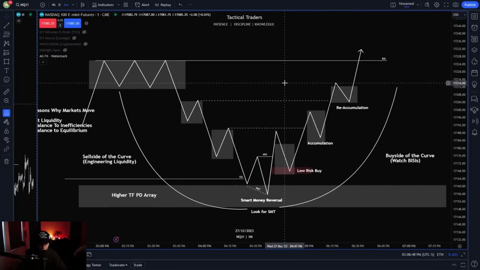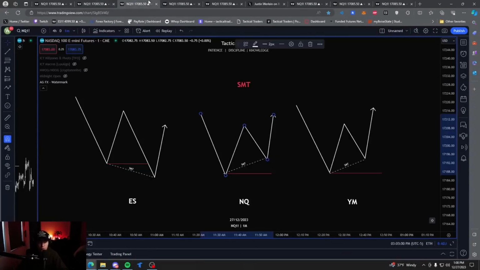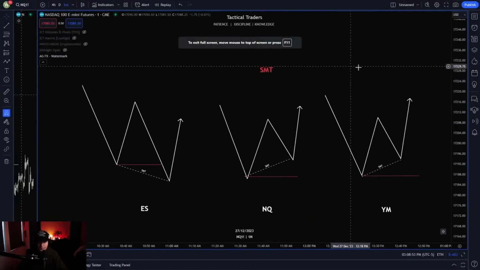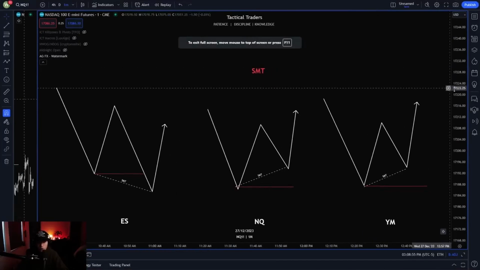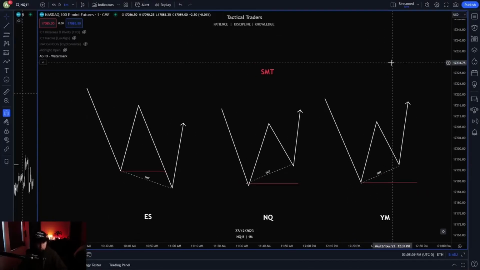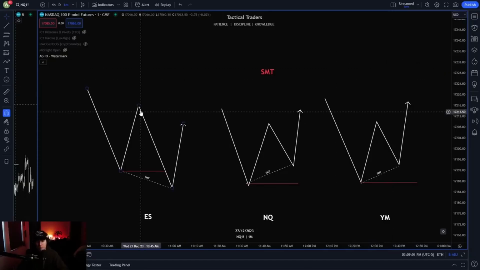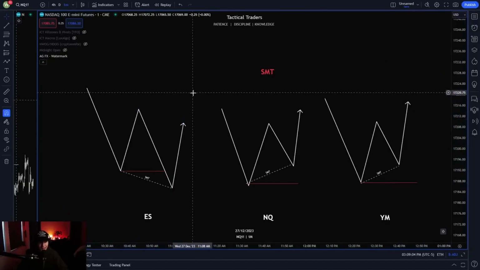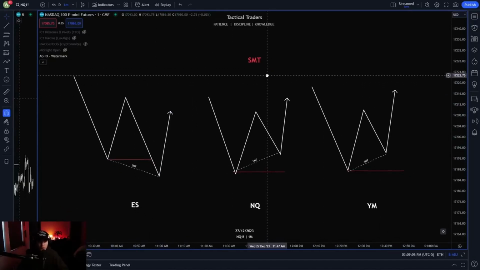So now let's go into a little particular things. Again, if you don't understand what an SMT is, we'll go over that real quick as well. So an SMT is a divergence between indices. When we're looking for a smart money reversal and recognizing when the start of buy side of the curve, when the start of sell side of the curve, one of the biggest and best understandings of when that is if we get some form of SMT.